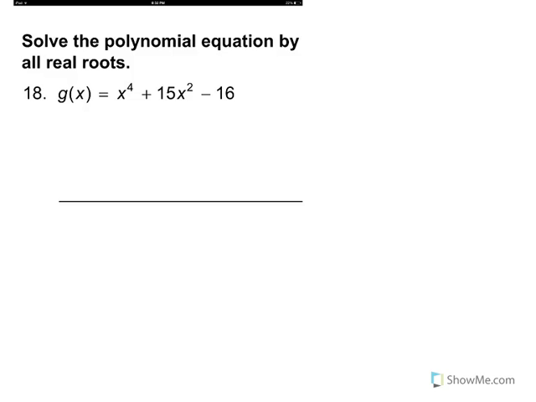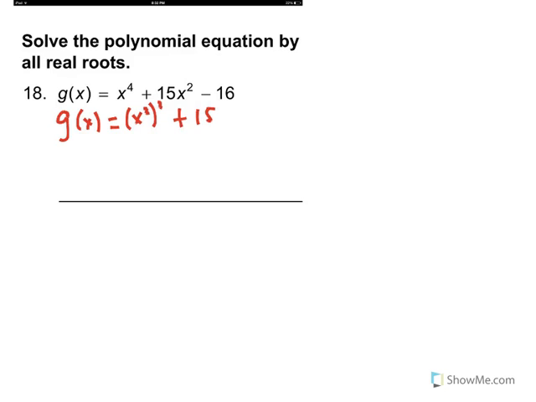Number 18, solve the polynomial equation by finding all real roots. And so the first thing I realized is that this can be written in the form of a square, kind of like a quadratic form, I mean.